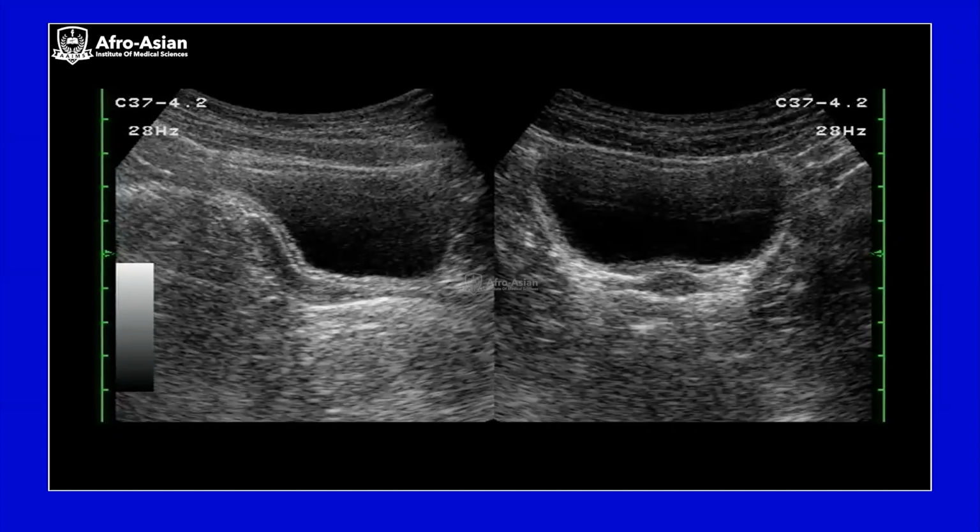Small uterus means when the size of the uterus from the fundus to the external os is 5.5 centimeters or less. It is usually a thin uterus and a small uterus. We will assess its size longitudinally and transversely on grayscale.